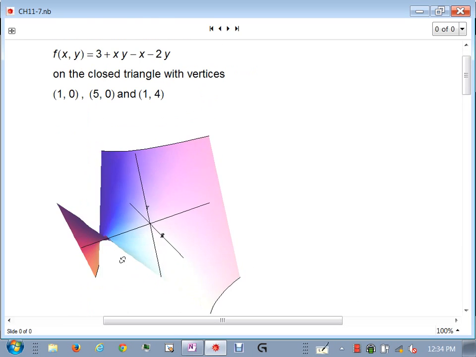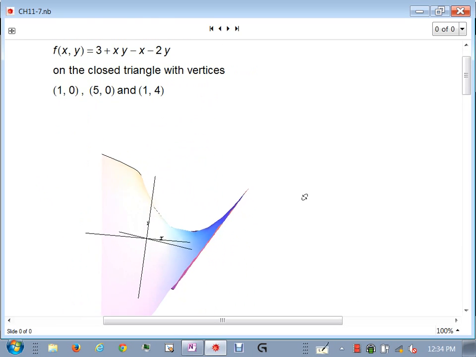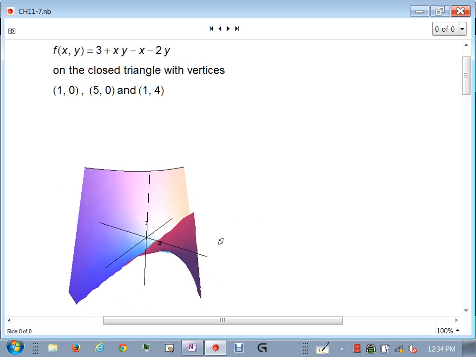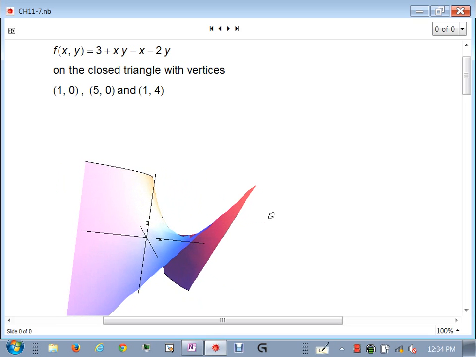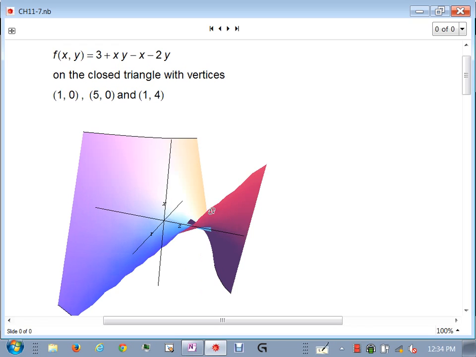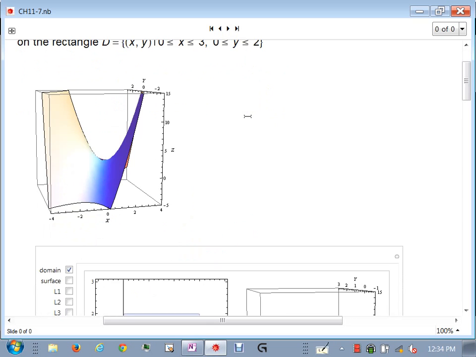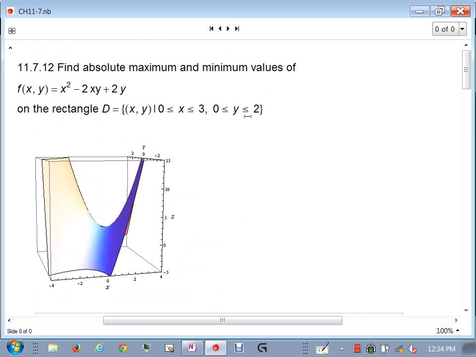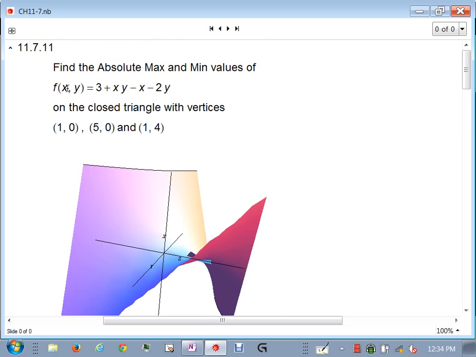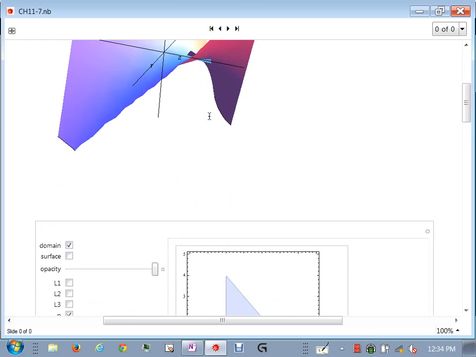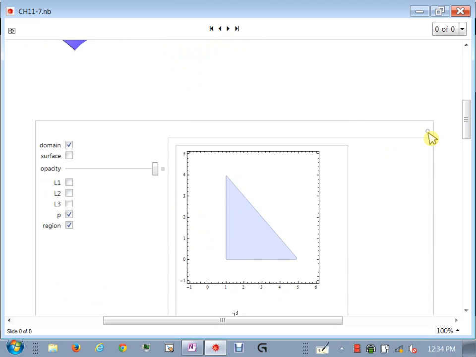So check out this function right here. No big deal. Right there, we could probably find a saddle point. But now what I'm going to do is restrict it. I'm going to look at a triangle on the ground and restrict my domain to just that triangle. Oh, wait, was it a triangle? No, it wasn't a triangle. It was a rectangle, sorry. Oh, here it is. Let me get to the beginning of this.